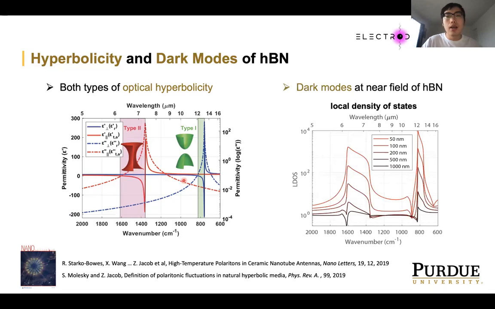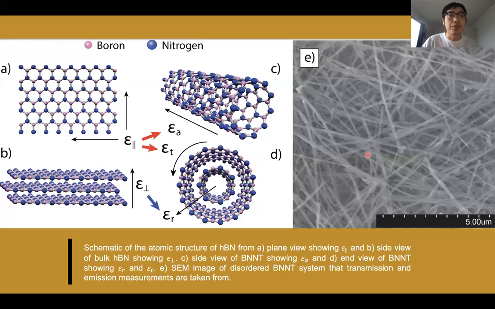hyperbolic material. As a result, if we calculate the local density of states near a flat hBN emitter, we can see two strong peaks. But if we increase the distance from the flat surface, these two peaks will decrease. That means these two modes are dark modes, which cannot be observed in the far field.